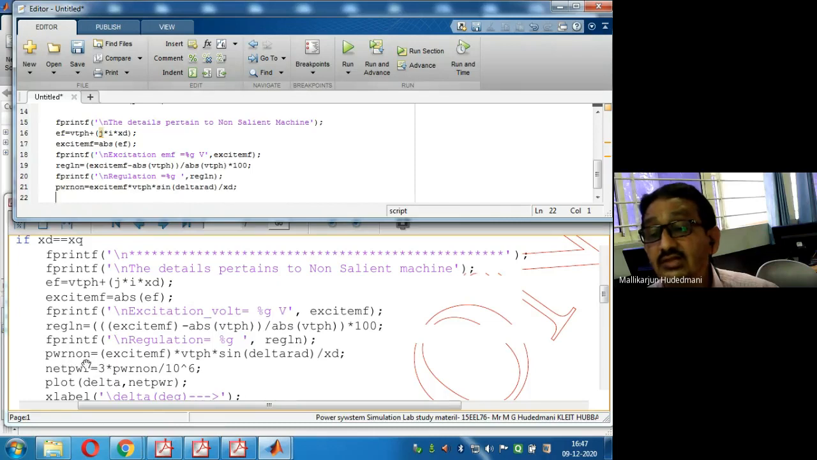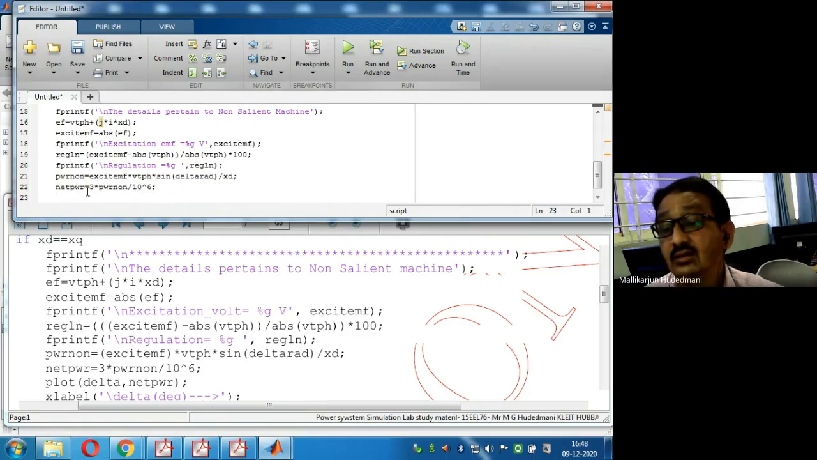So this is power non-salient, but this is power per phase. What I should do? Net power I should do. What is net PWR? Net power equal to 3 into power non-salient. You can see slash in mega scale, 10 to the power 6. This becomes mega scale. What I did here: the content of line number 21, into 3, I did. Divided by 10 to the power 6, when I do it becomes mega scale. That's what I am doing.